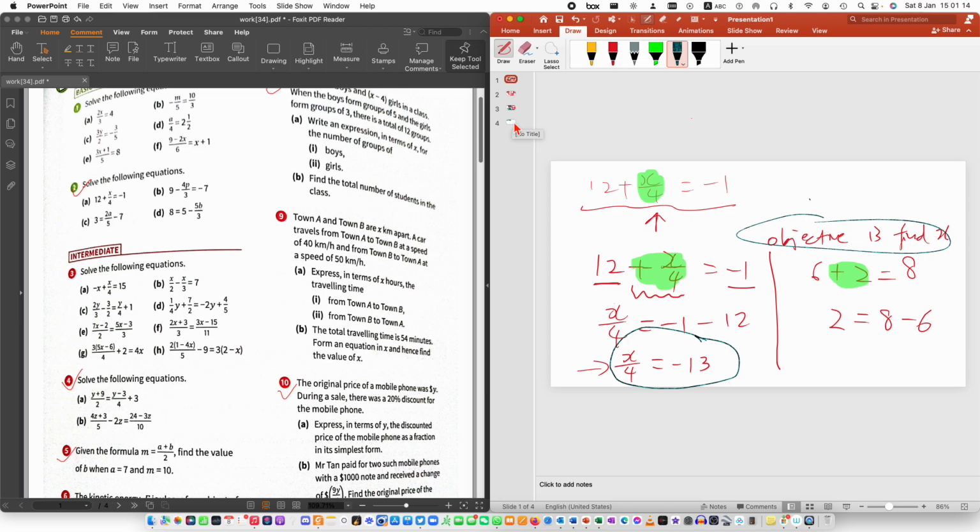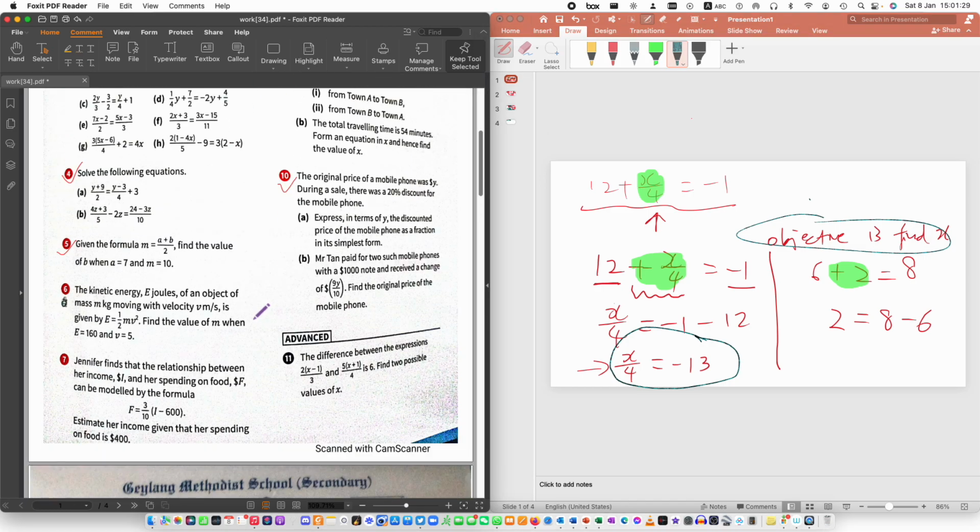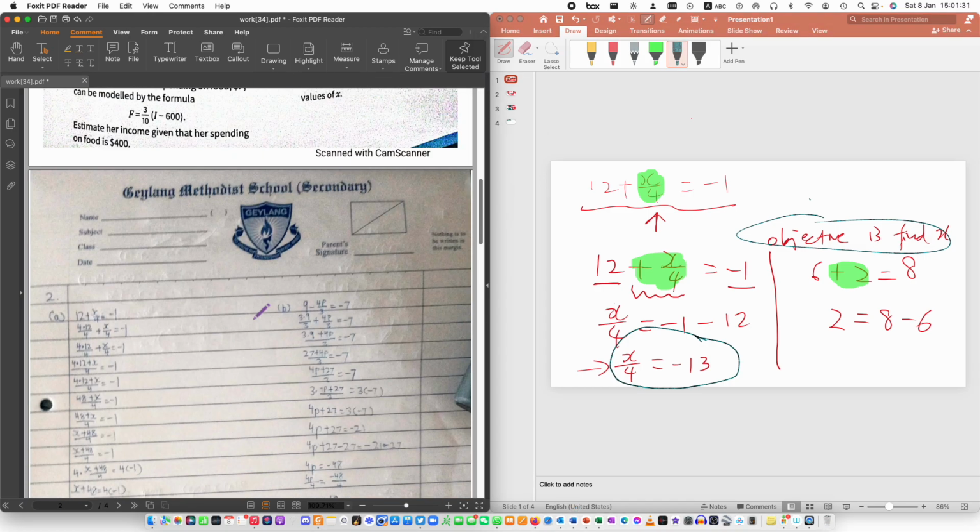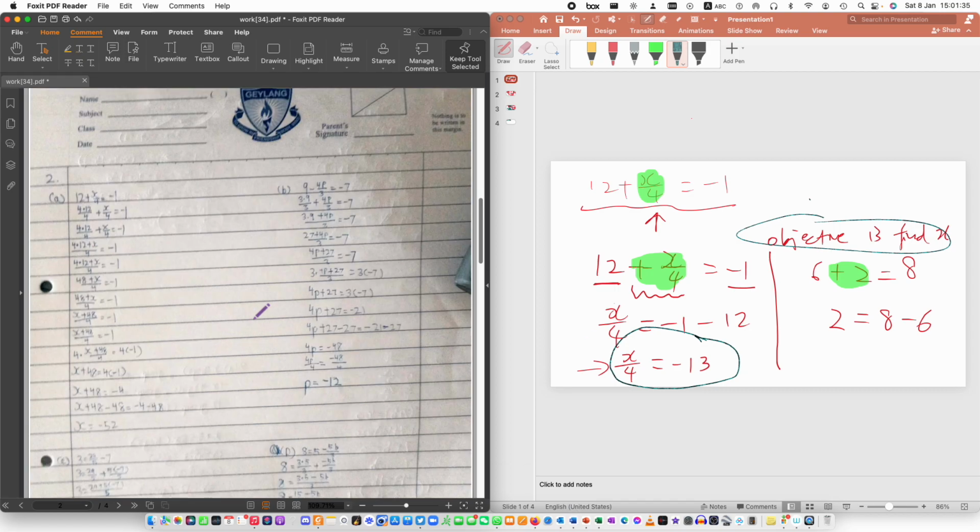Then how come this one you got it wrong? I got the correct answer for 2A. But you didn't do it my way, right? Okay, let me look at your way. Never mind, you continue with it. I look at your work. Which way is easier? Yours is shorter, mine is too much. Okay, good.